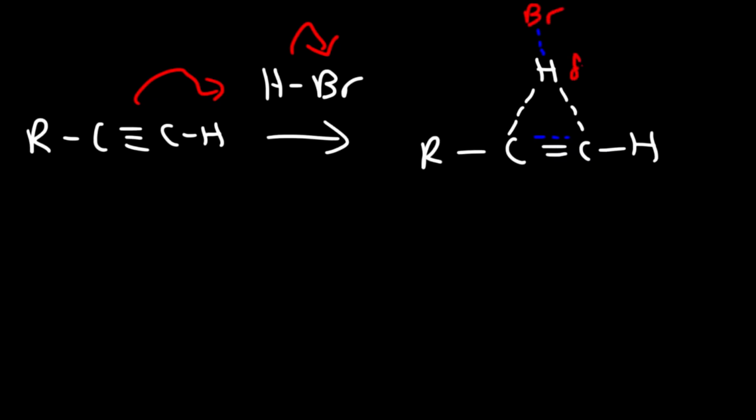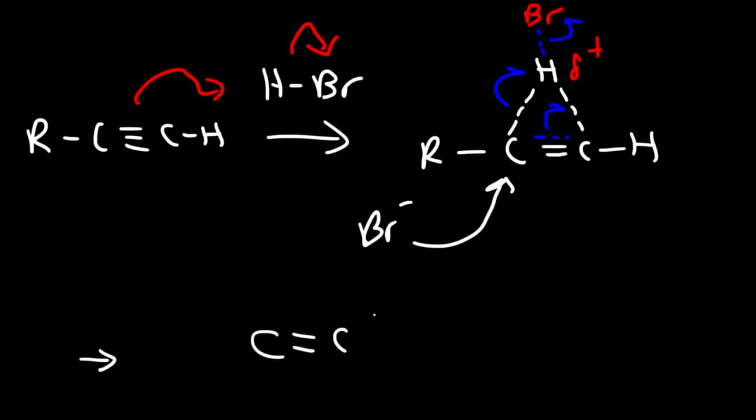So the hydrogen bears a partial positive charge. And then a bromide ion comes in, attacks this carbon, causing this bond to break. And this one too, expelling this bromine atom. And so it gives you this intermediate, with the bromine atom being on this carbon.